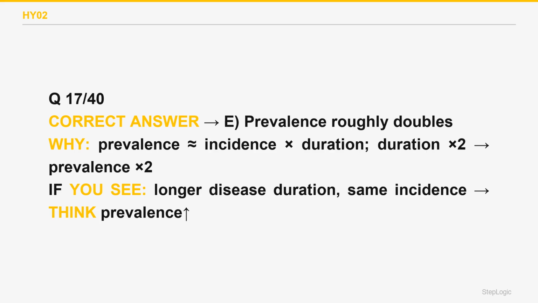Choice B wrong. Incidence is stated to be constant, so it does not double. Only duration changed. Choice C wrong. Doubling duration with steady incidence roughly doubles prevalence.